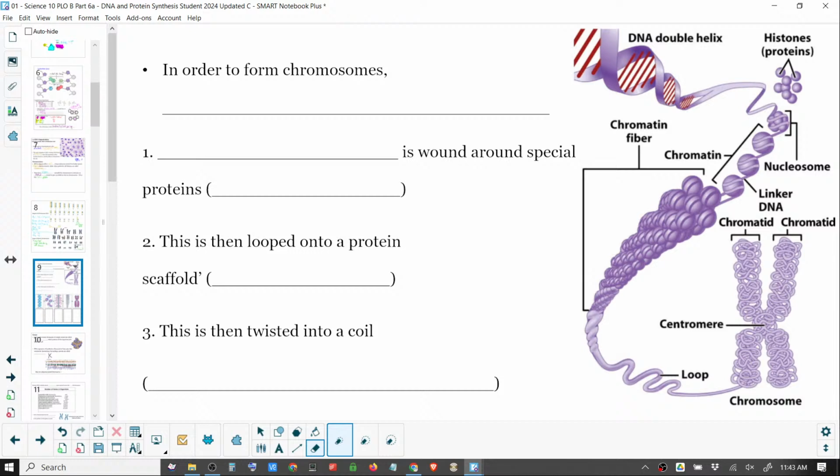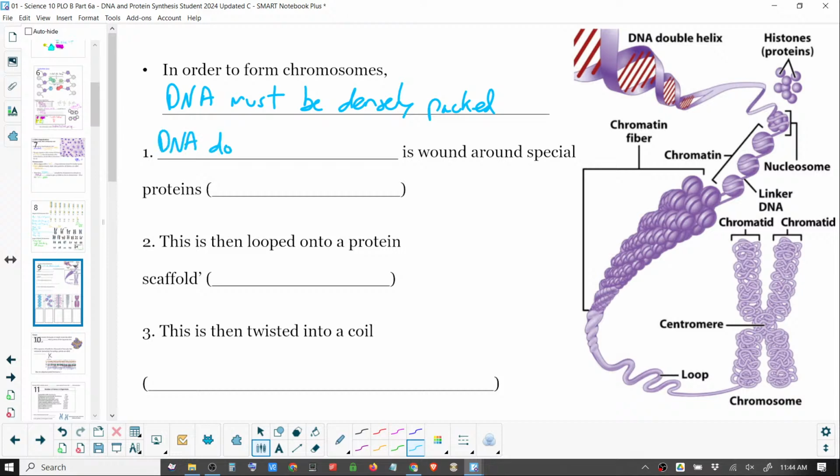Okay, in order to form chromosomes, DNA must be densely packed. So we're going to start off with the DNA double helix. We take DNA and we wind it around proteins known as histones in order to pack it tighter.